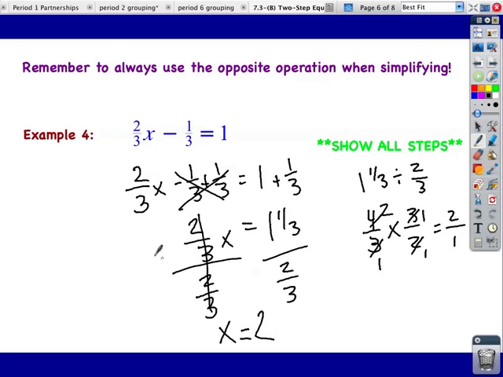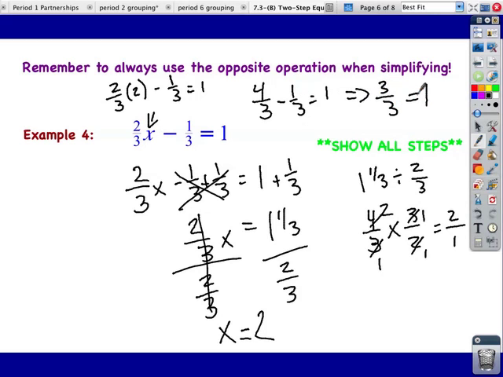So x is 2. And if we were to check this, if we were to plug in 2 in the place of x, we would test it like 2/3 times 2 minus 1/3 should equal 1. Well, let's see. What's 2/3 times 2? 2/3 times 2 is 4/3. I'll write that over here. Minus 1/3 equals 1. And this is a true statement because 4/3 take away 1/3 is 3/3, and that's definitely equal to 1. So that's how I checked my answer.